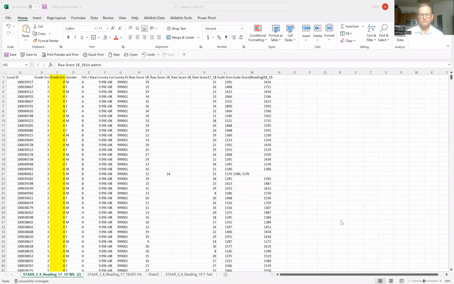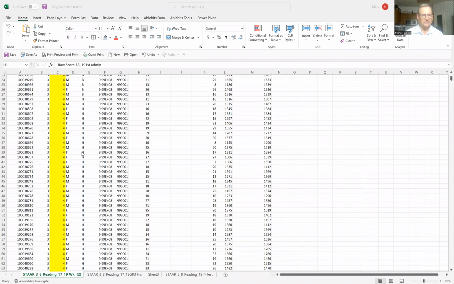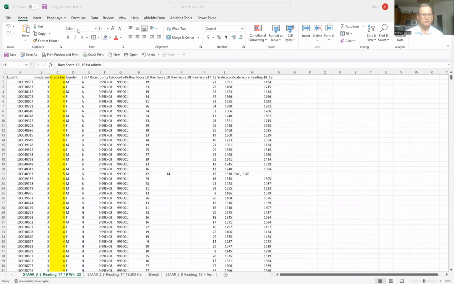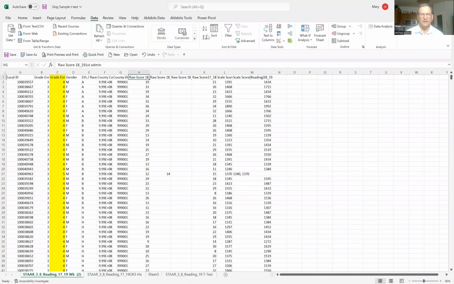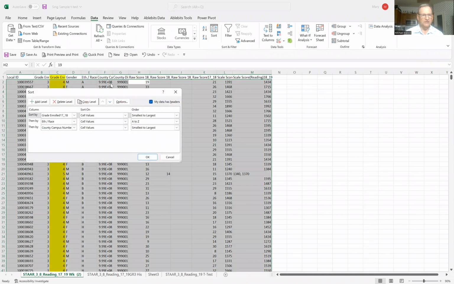We're going to be talking about how to do a simple t-test. So we first started with the data that we received, which included all grades, all ethnicities. I was able to sort the data by looking at the grade enrolled, the ethnicity, and the campus number as well.